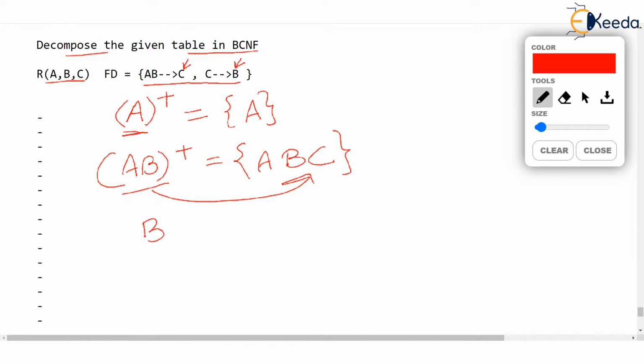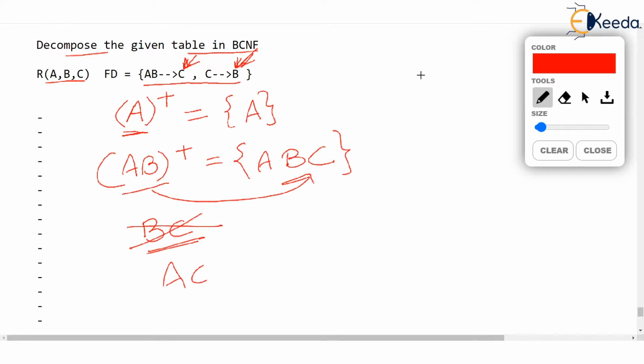The second possibility is BC. Can BC be a candidate key? No, BC cannot be a candidate key because A has to be present in the candidate key. Watch out again, the right hand side of all the dependencies does not contain A. So A must be part of the candidate key. So it's senseless to check if BC is a candidate key, isn't it so?